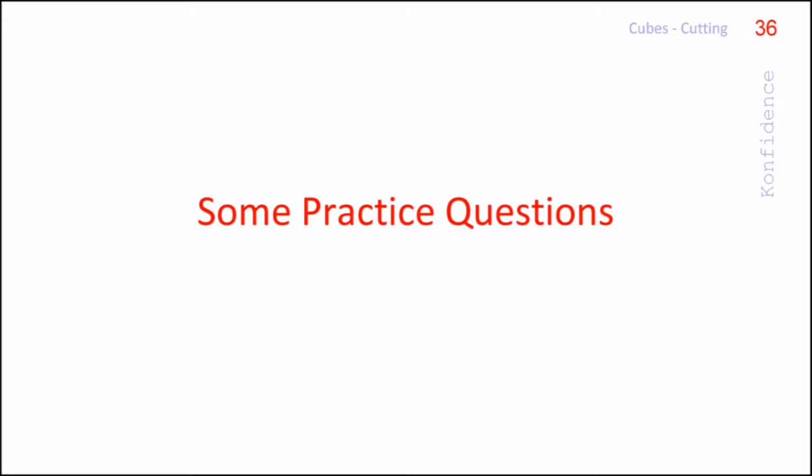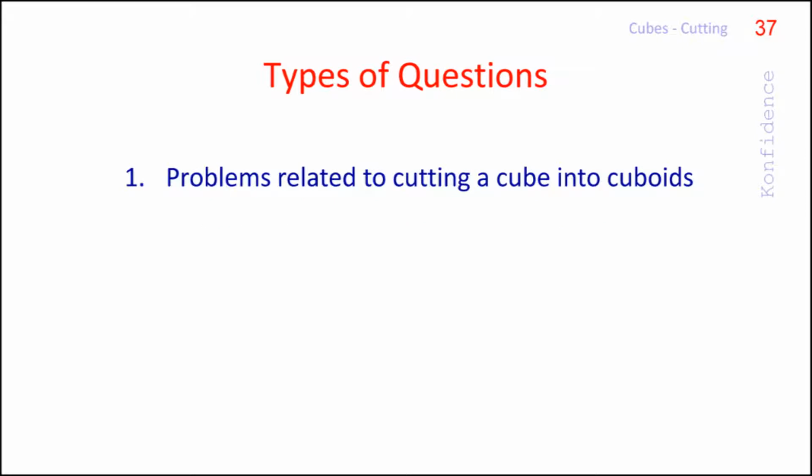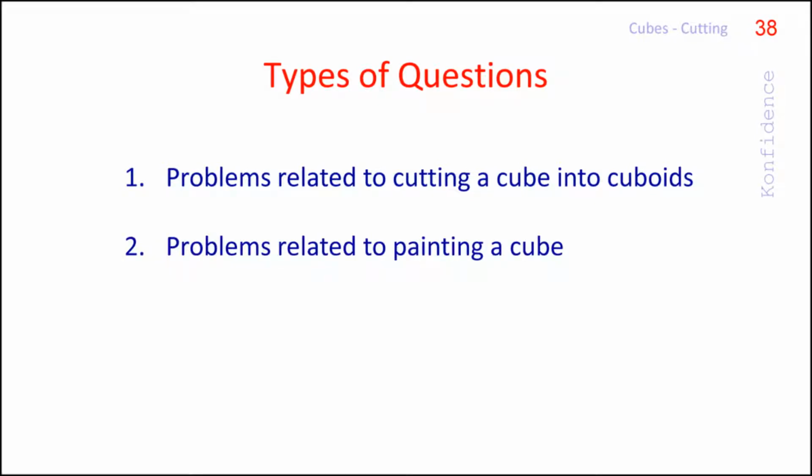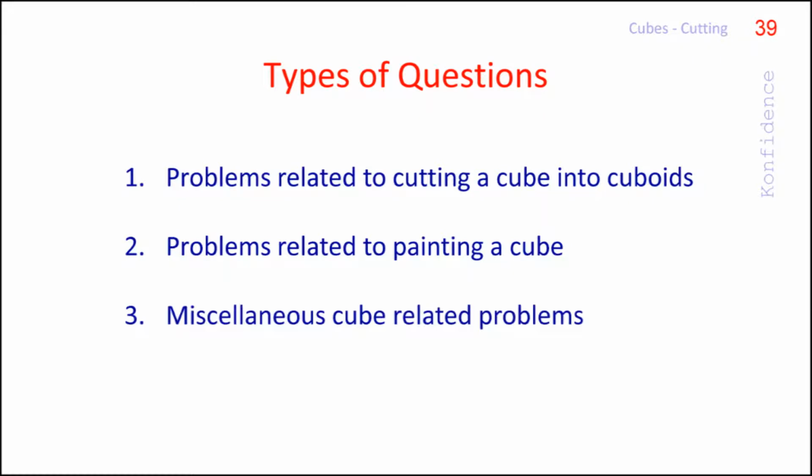Now that we have seen the basics of the cube, let us see some problems that can come from this section. These questions will help you develop the ability to visualize. We can classify the aptitude questions that usually come from cubes into three categories. 1. Problems related to cutting a cube into cuboids. 2. Problems related to painting a cube. And 3. Miscellaneous cube-related problems.